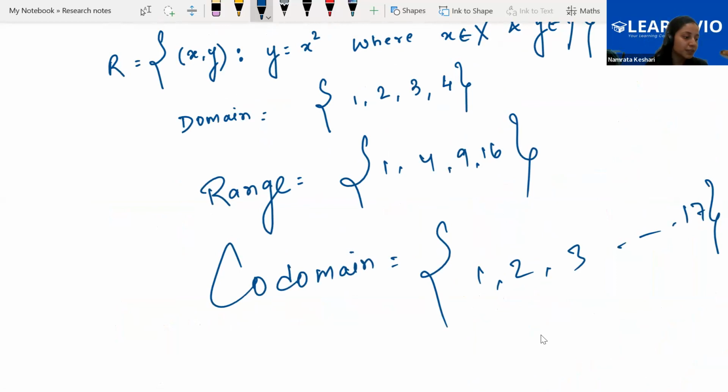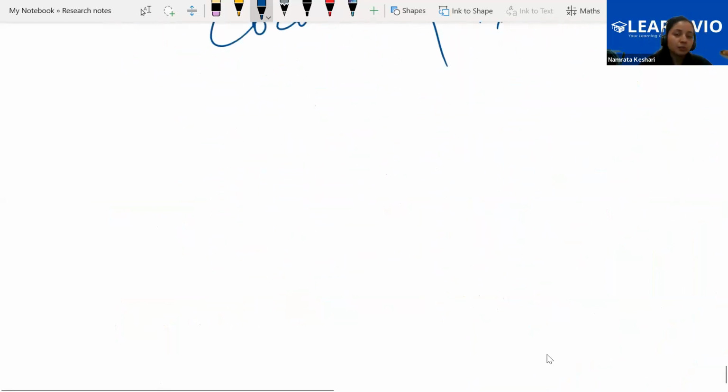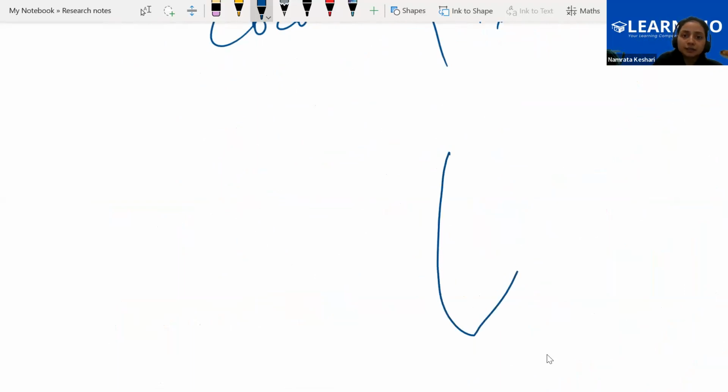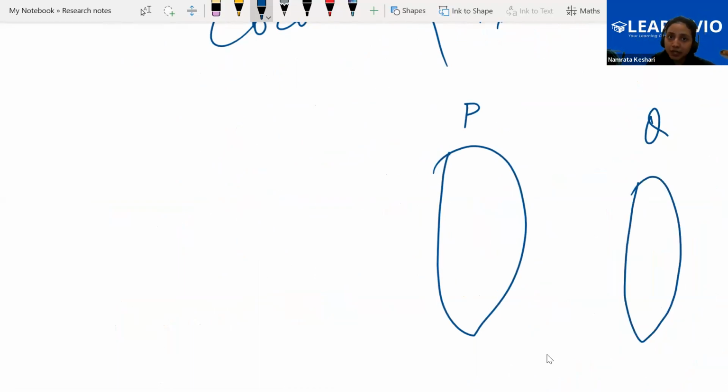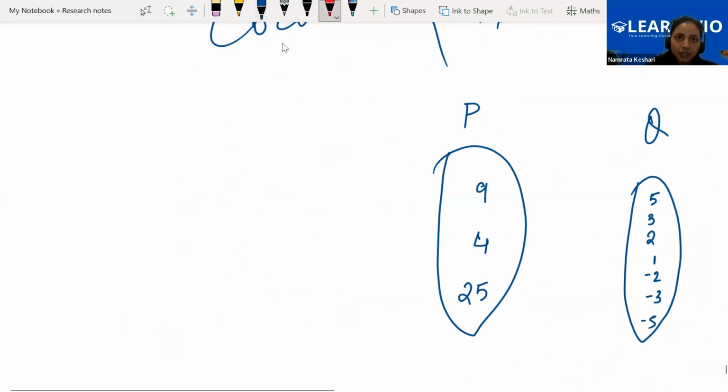Okay, this is how we will be identifying. Suppose a relation is given like this. A set P is there, a set Q is there. I am drawing the mapping diagram. You have to write the relation. Set P has elements 9, 4, 25. Set Q has 5, 3, 2, 1, -2, -3, -5.